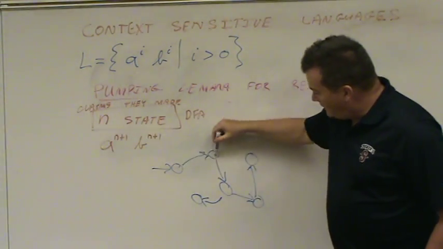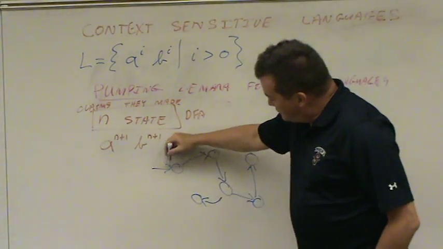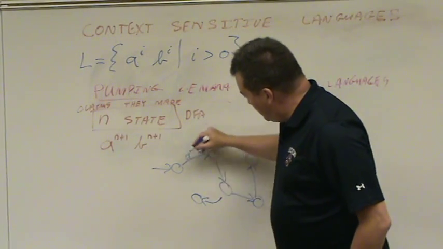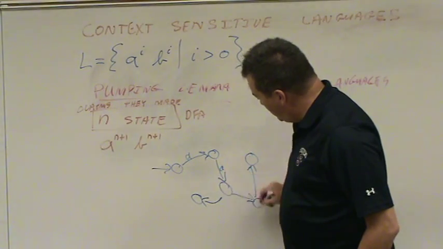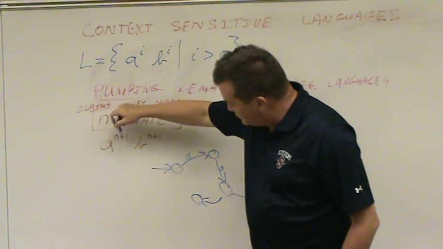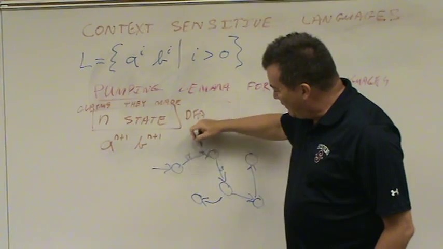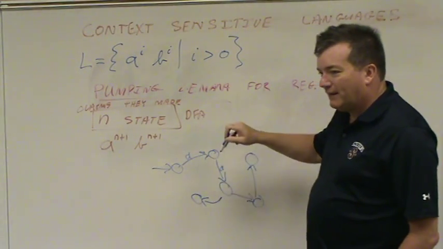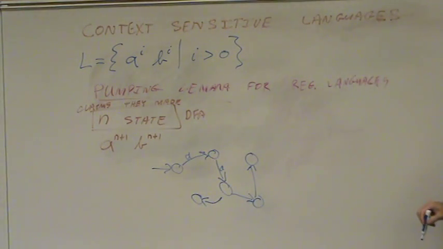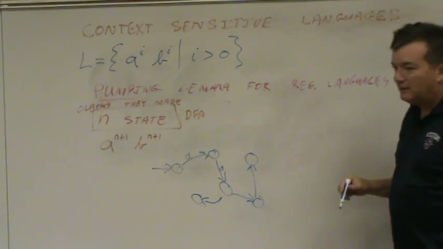So if there's n states, and you start here, and then maybe you read an A, and you go here, and then you read an A, and you go here, is it possible to read n plus 1 A's and always visit a brand new state every time? Or would you have to re-land on a state you've already visited? Every new state?